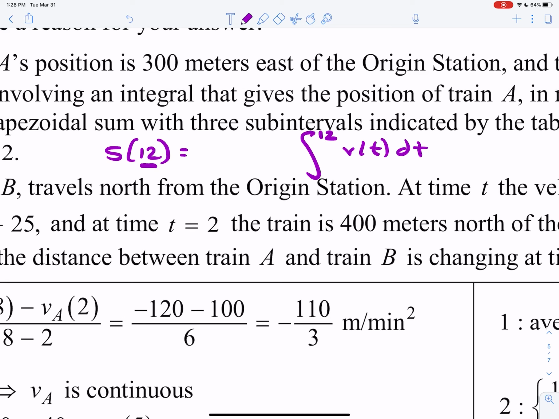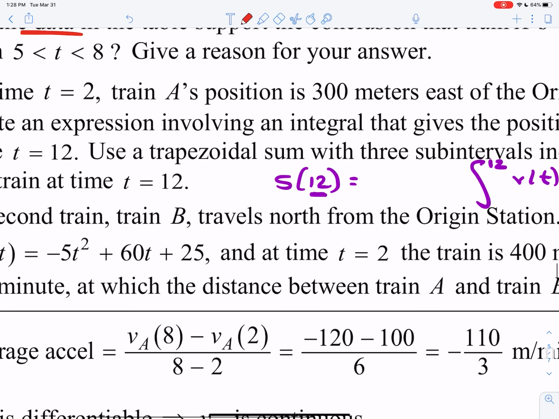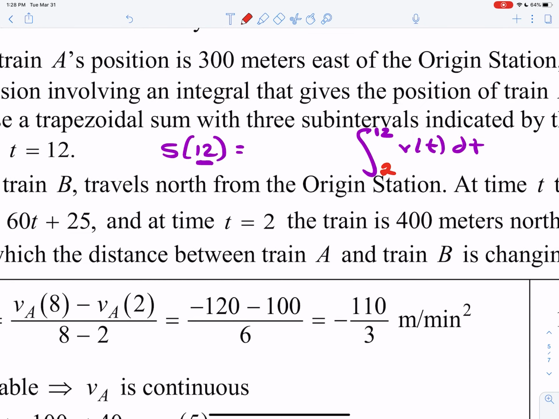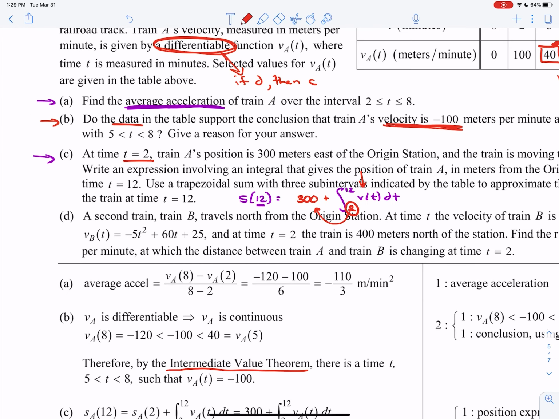Now where do we start? You're going to start at whatever value they give you. So in this case, it's t equals 2. This just tells you how much you moved, but they didn't tell you where you started. So you have to consider what your position is at t equals 2, which in this case is 300. If you set it up like this, you should be able to write that expression.